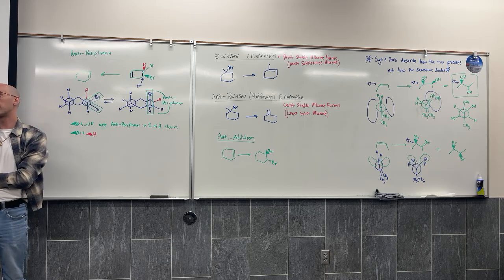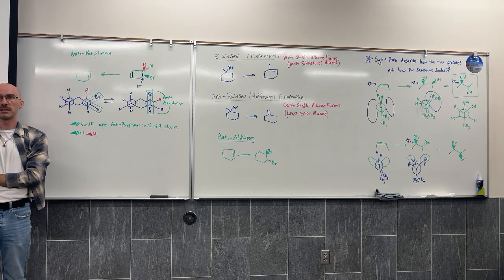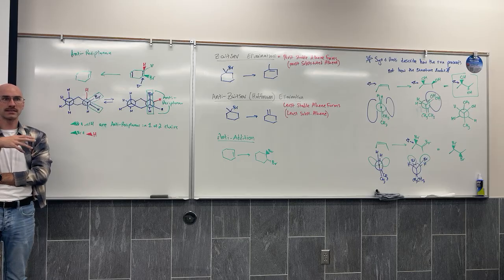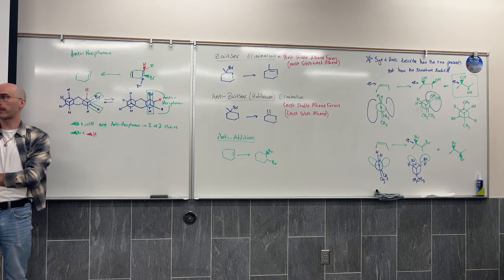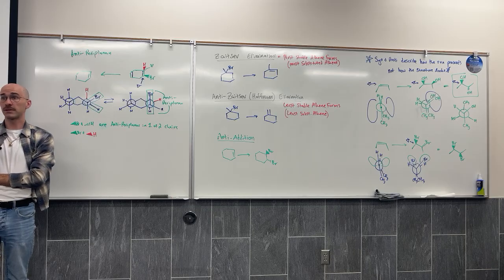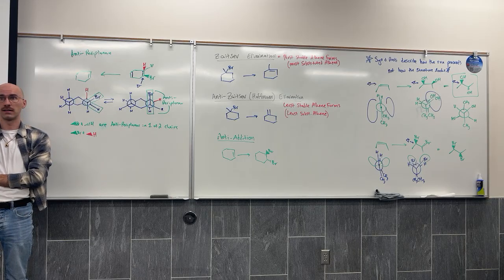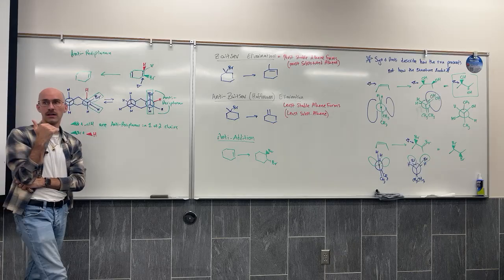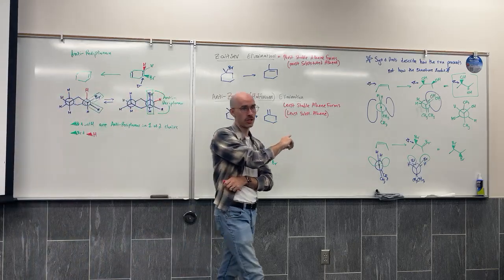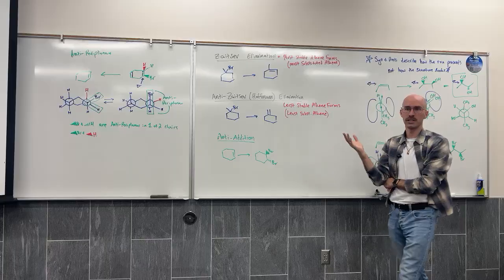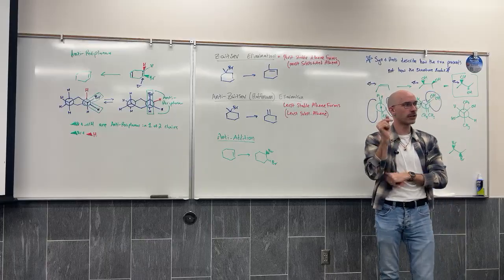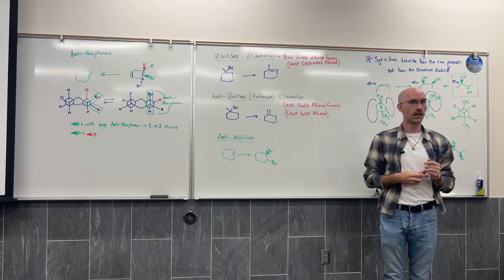So in rings, and this is where it matters the most, two wedged groups will never be anti-periplanar to each other because they'll never be anti. They'll always be on the same side of the ring. They'll always be cis to each other. But in a linear conformation, any two groups can become anti to each other. You just need to rotate into the right conformation.